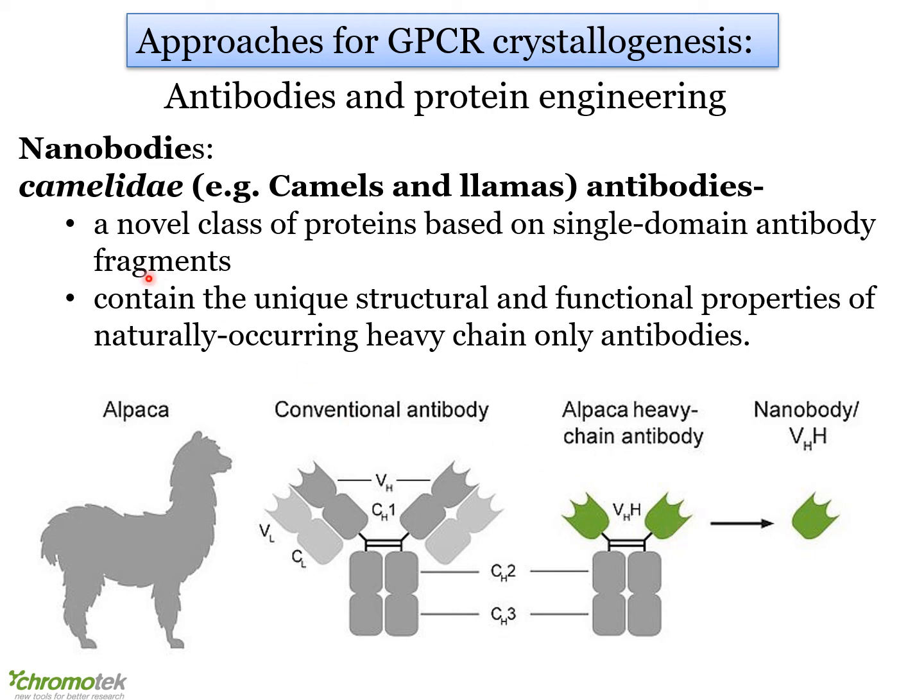So nanobodies are a novel class of proteins based on single domain antibody fragments from camelidae antibodies, and they contain the unique structural and functional properties of naturally occurring heavy chain only antibodies. Interestingly, these nanobodies were used to stabilize the agonist-bound receptor conformations.